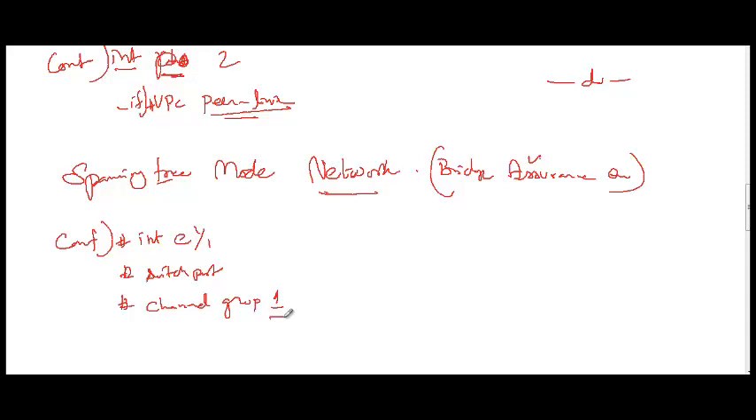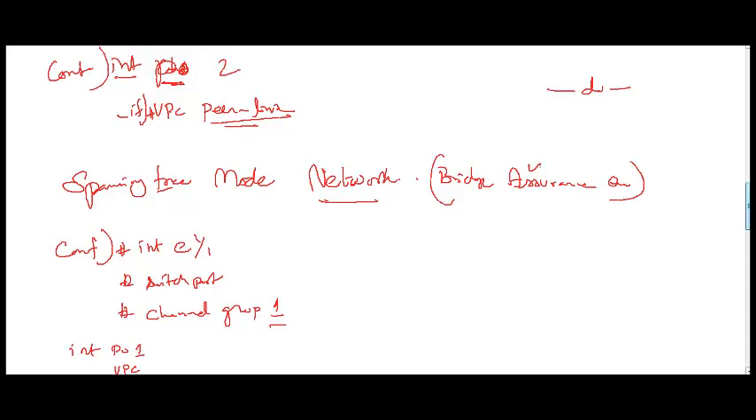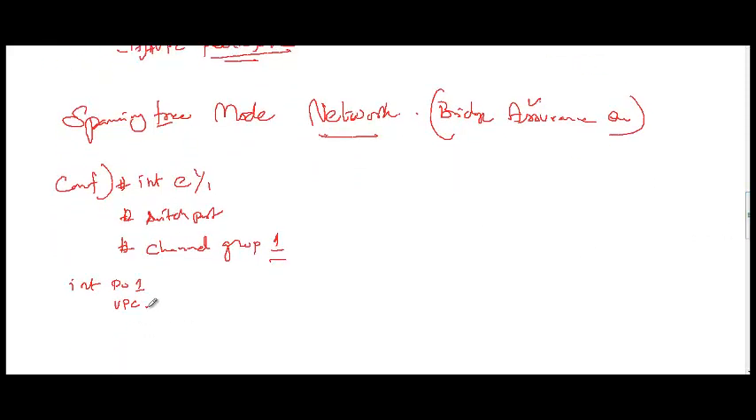I go under this channel group now, interface port-channel 1, and I say you are VPC. Now I need to give some number here that can be the same number, can be different also. Let's say I give 11 here. So when I configure on the other side, it should be the same. I cannot say VPC 11 here and VPC 22 there. It should be the same.